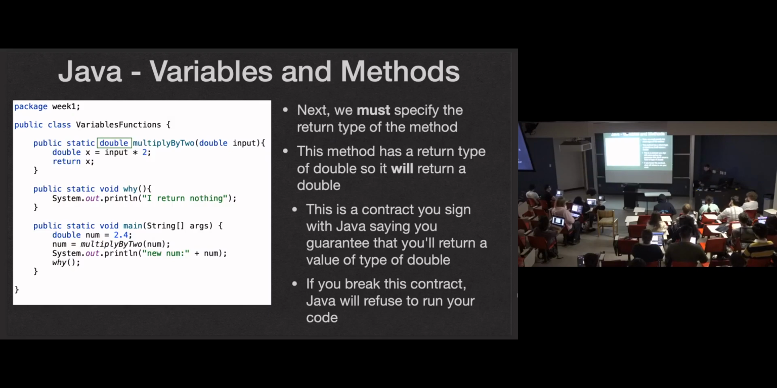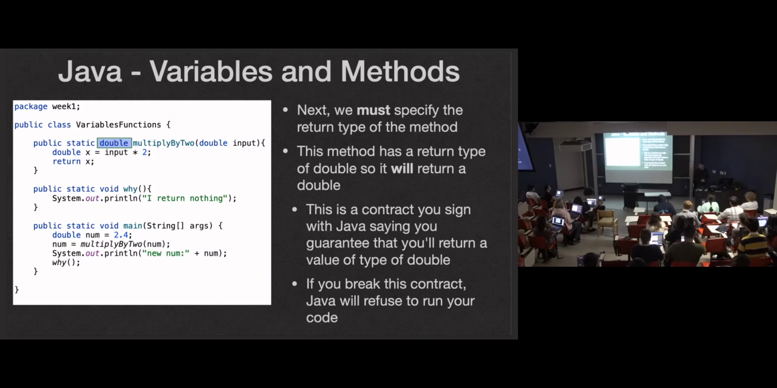And when you specify a return type for your method, this is a contract you're signing with Java. You're signing a completely 100% binding contract with Java that says, I'm going to return this type. When I return something, 100% of the time when this method is called, I will return a value of type double. Has to happen, and Java will enforce that.